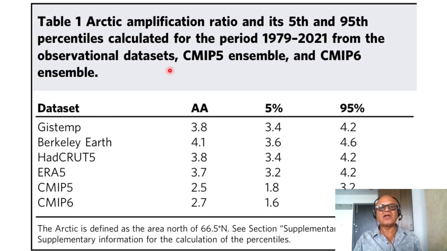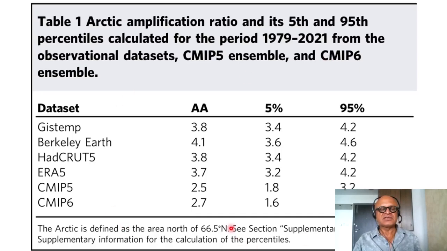So the estimated Arctic amplification ratio and its 5th and 95th percentiles, calculated for the period 1979 to 2021 from the observational data sets, CMIP5 ensemble and CMIP6 ensemble. CMIP5 and 6 are of course the Coupled Model Intercomparison Projects run by IPCC, WCRP, which are used for the assessment reports. This one came out in 2014, this came out in 21-22, and there are some improvements, but this is always a struggle to say how much improvement is being accomplished.